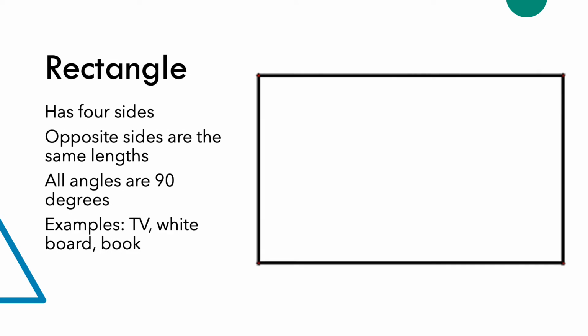Here is our rectangle. Rectangles also have 4 sides. In a rectangle, the opposite sides on either side of the rectangle are the same length. All angles inside a rectangle are 90 degrees. Good examples of rectangles in real life are televisions, whiteboards, and books.